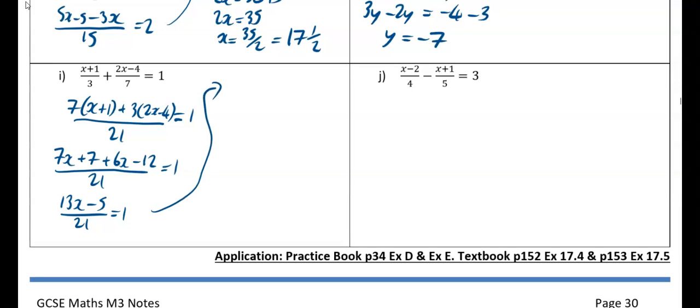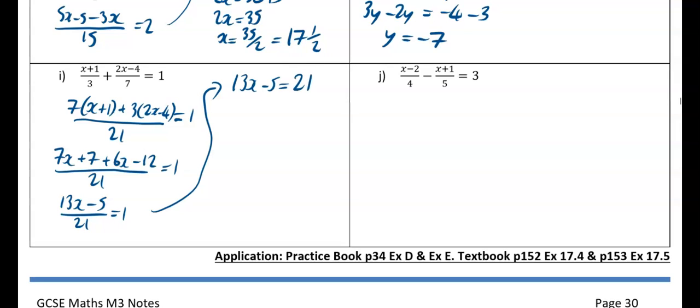Okay, similar to the question we had earlier on, with 3 things happening to your x. It's being multiplied by 13, you're taking away 5, then you're dividing by 21. So reverse the dividing by 21 first. You'll have 13x minus 5 is equal to 21 times 1. Just going to write that as 21.